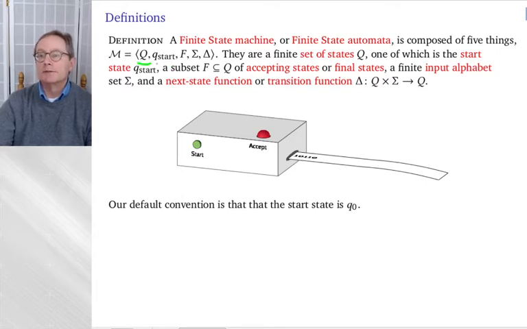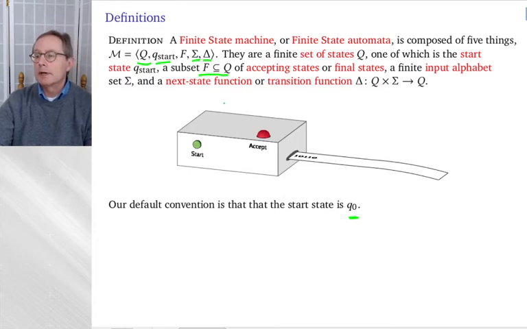Q, of course, is going to be a set of states. There'll be finitely many of them. And there's got to be a start state, an alphabet for the tape, and a transition function. And the only thing perhaps brand new is the F. So there's a finite set of states, one of which is a start state, and our start state is always going to be Q naught, because why argue with it? And there's a subset of accepting states or final states that we'll talk about in a second, and then a finite input alphabet set sigma, and a next state function or transition function delta. So it's the F that might be new.